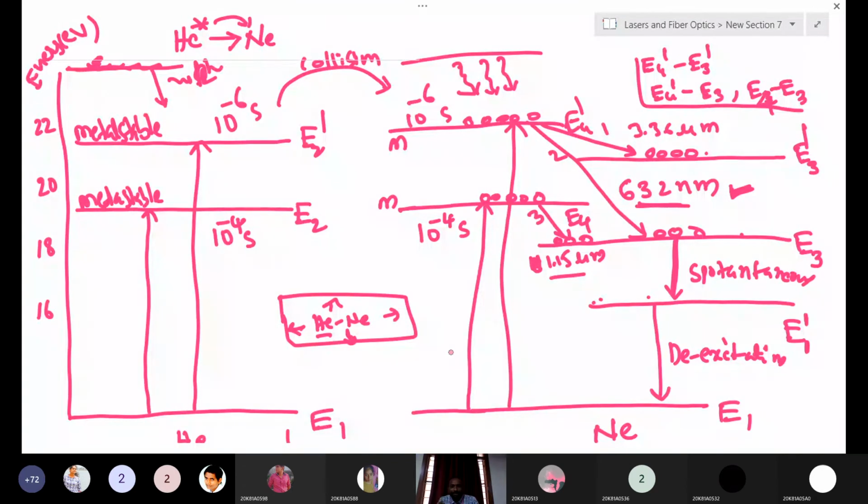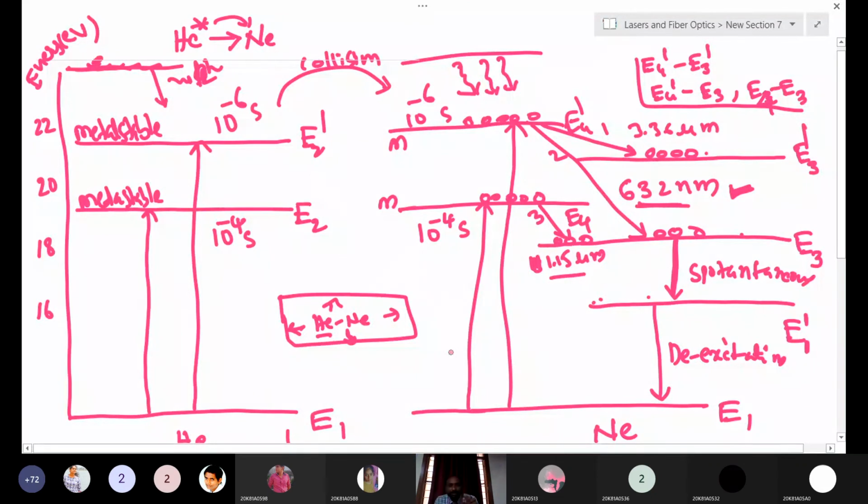It's not exactly equal but almost equal. So these are metastable states. Lifetime is 10 power minus 4 second and 10 power minus 6 second. Once they interact, neon atoms also excite to the metastable state, and atoms will accumulate in the metastable state because of the higher lifetime.